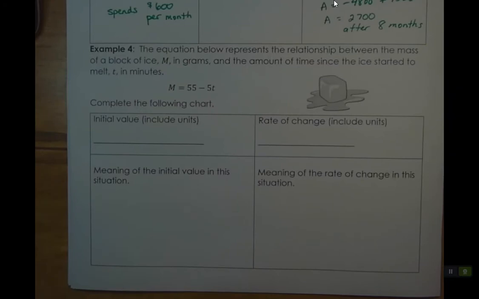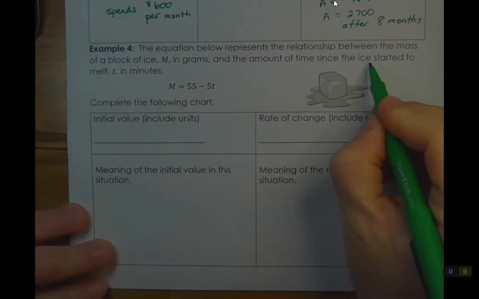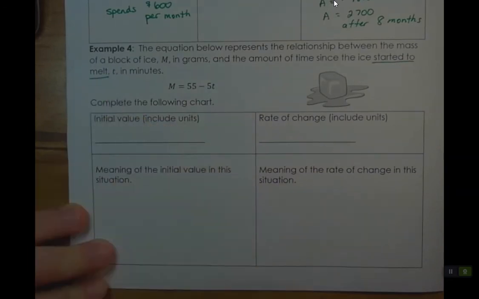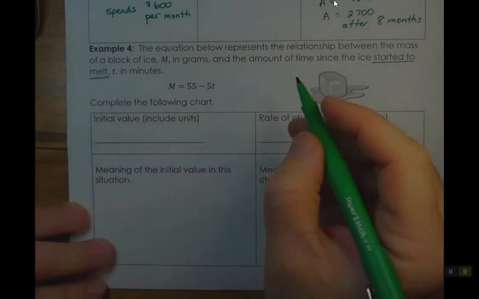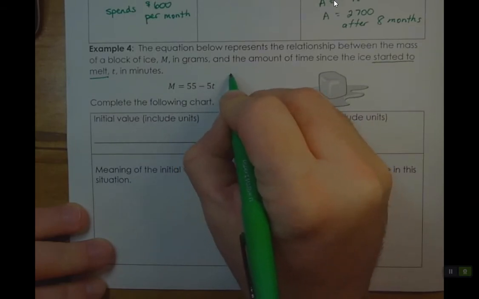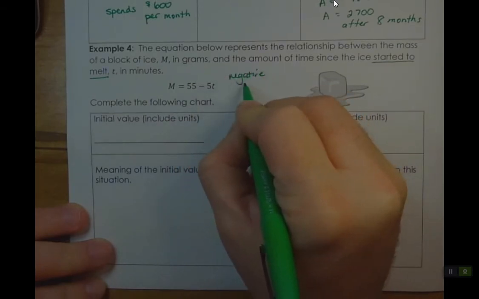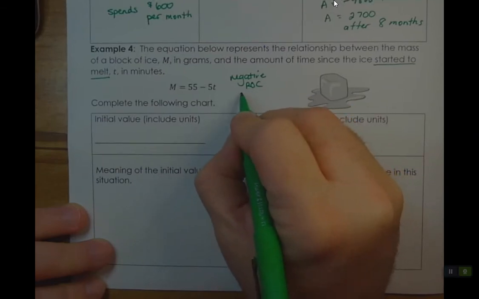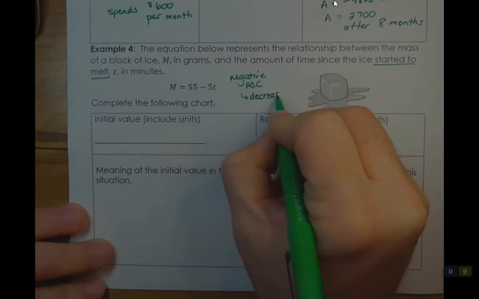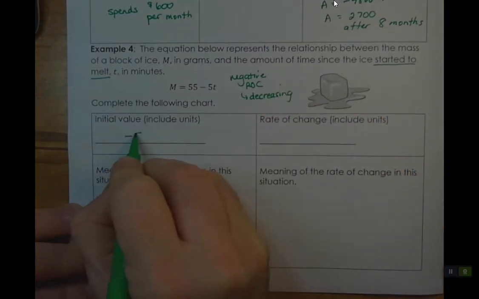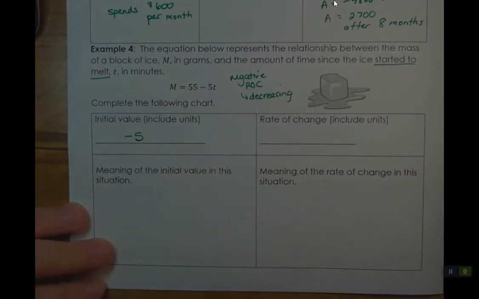The equation below represents the relationship between the mass of a block of ice, m, in grams, and the amount of time since the ice started to melt. So if I'm looking at that, some interesting things are happening there. The ice is starting to melt. Well, what should happen there? I should have a negative rate of change, because melting means it's decreasing. So yeah, you're right. The question now is, what does that -5 mean?